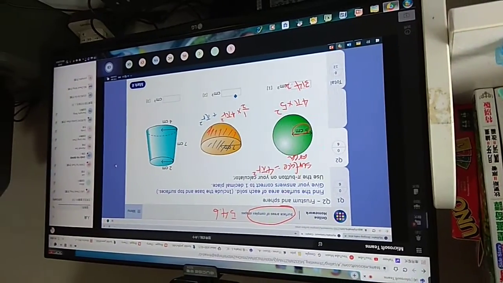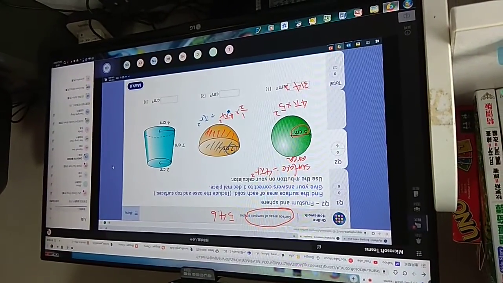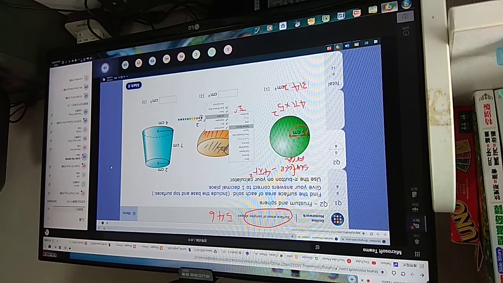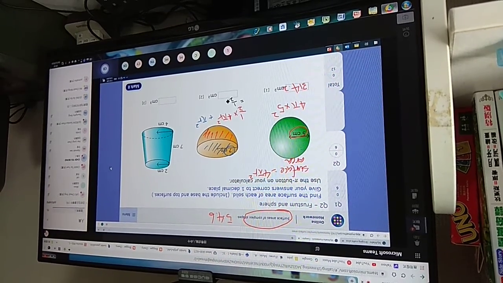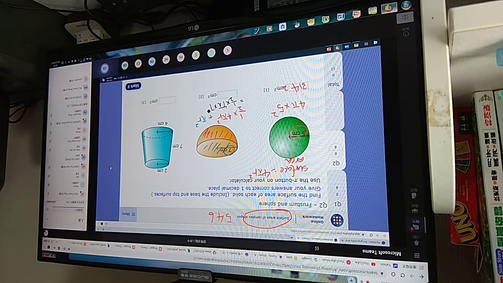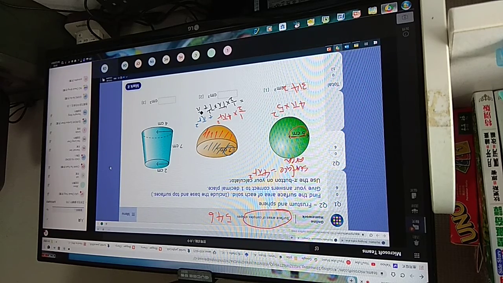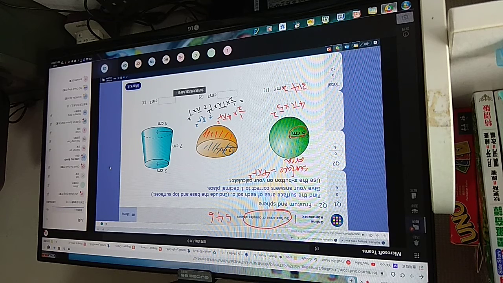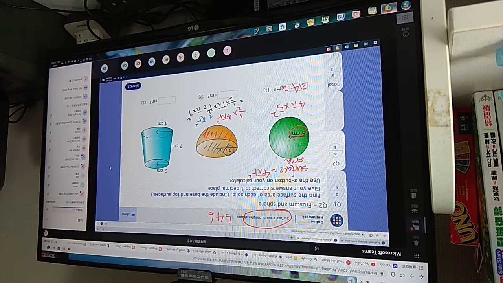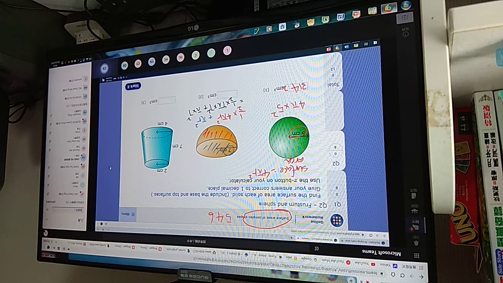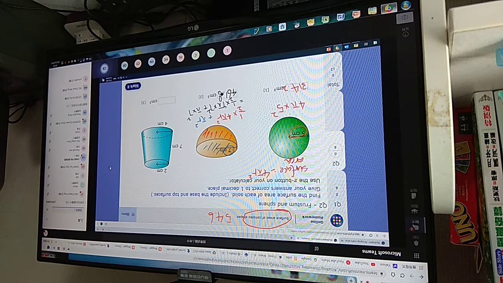So we substitute the value. R is 7 cm, so we substitute R equal to 7 cm into the formula. We can get the answer. So the total surface area for this solid will be equal to 461.8. Okay.